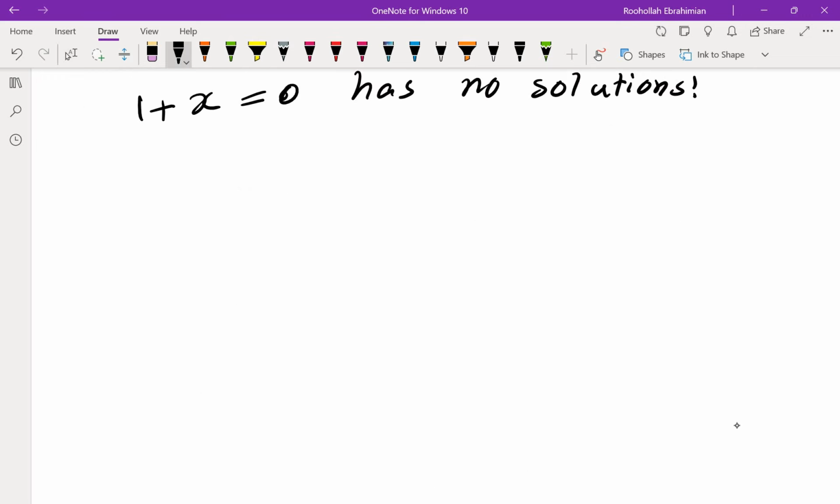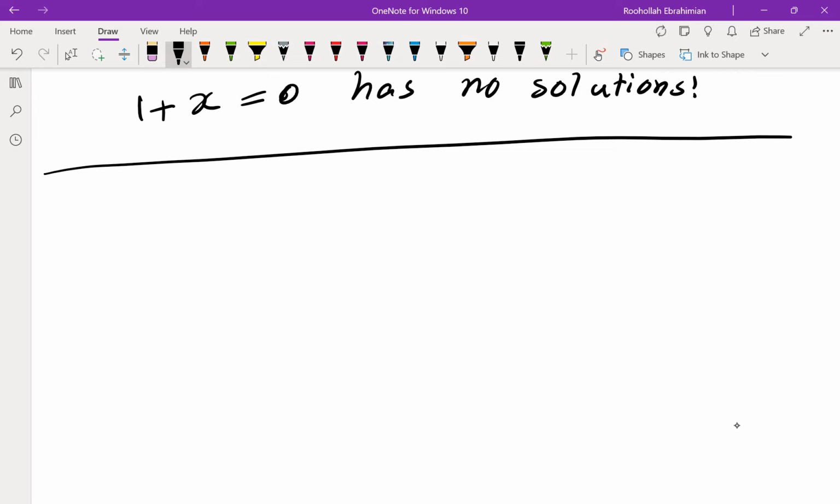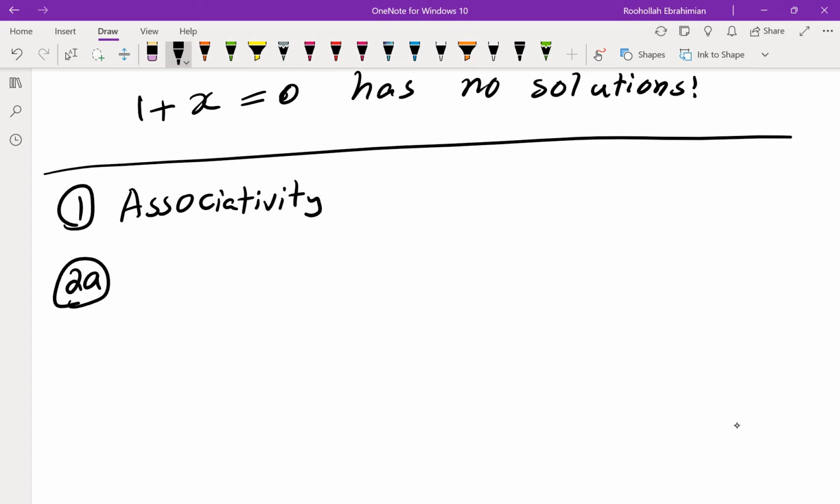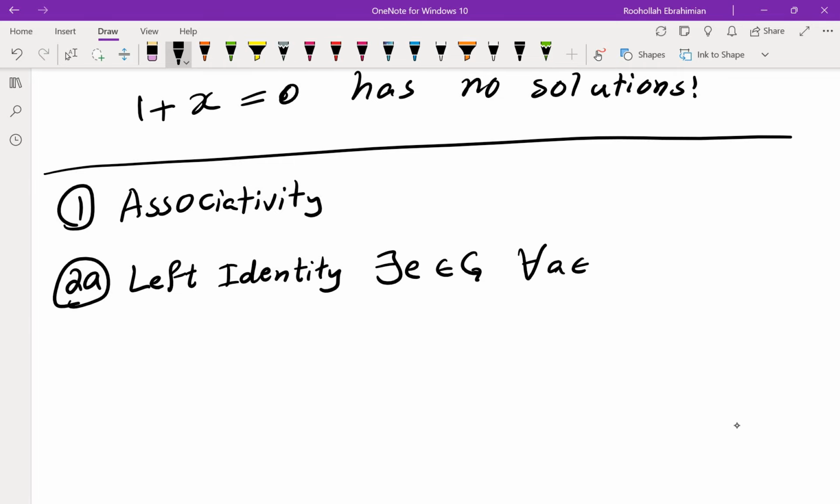What is the issue that I'm talking about here? We have three conditions. The first one is associativity. The second one is identity. I can break up identity into two different identities. One of them is the existence of a left identity. What does that mean? It means there's an element E in G such that for every A in G, EA is equal to A. So that's left identity.